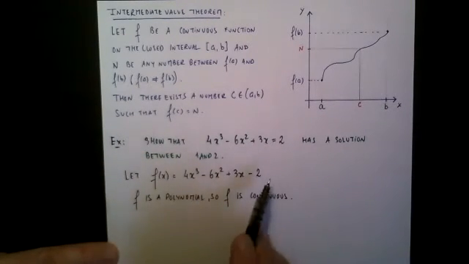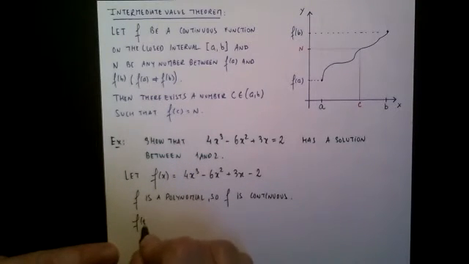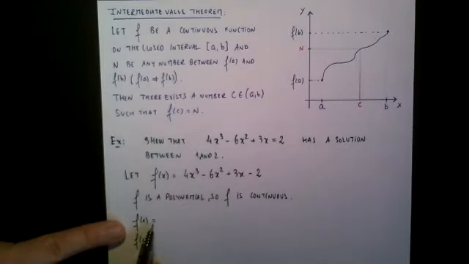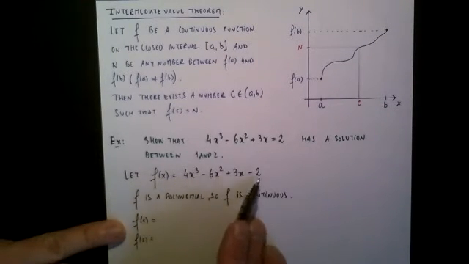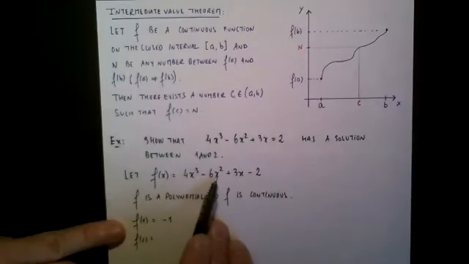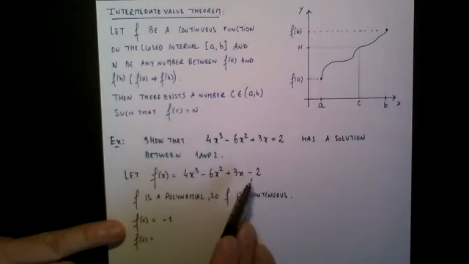Now let's see, so we're looking for from 1 to 2. So let's see what f of 1 is. f of 1 is what? And then I'm going to find what f of 2 is. Okay, so f of 1 is, if I plug in 1 here, I get 4 minus 6 plus 3 minus 2, which is minus 1. Okay, and if I plug in 2 here, I get 32 minus 24 is 8, plus 6 minus 2, so plus 4 is 12.